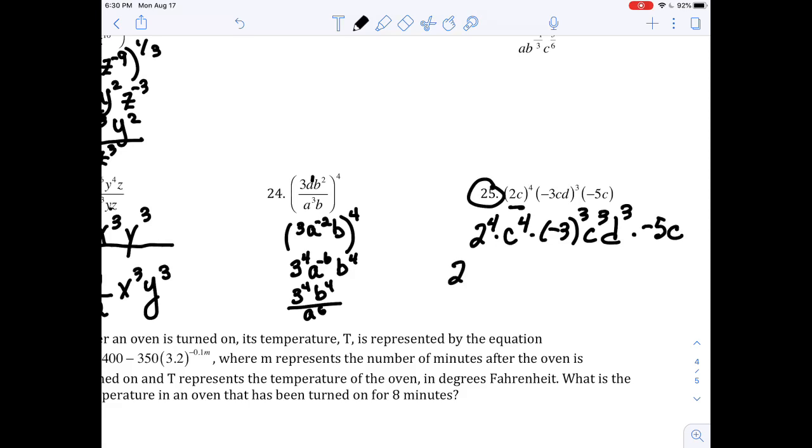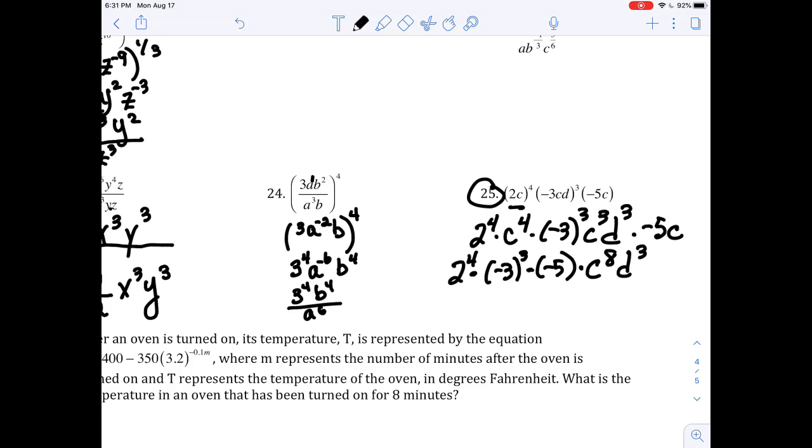Okay, so we're going to have 2 to the 4th times negative 3 to the 3rd times negative 5. So notice how I put all of the numerical parts, the number parts, together. I'm going to look at all my c's. So c to the 4th, c to the 3, and c. So it's going to be 4 and 3 is 7 and 1 is 8. And then d to the 3rd.